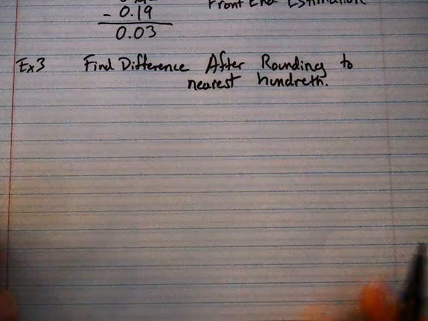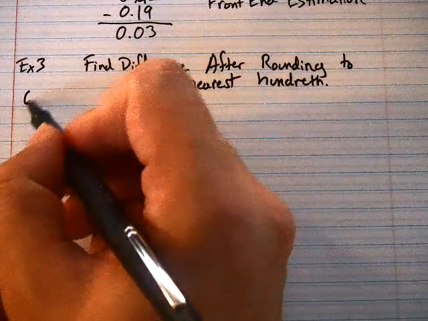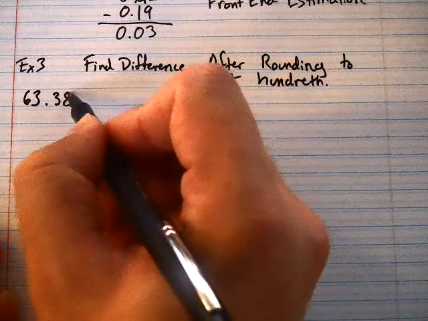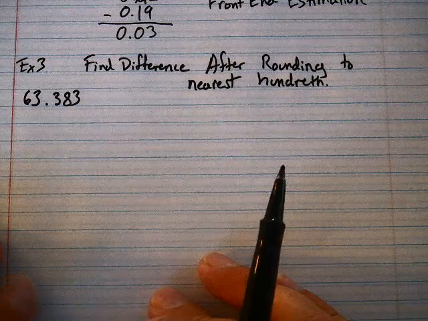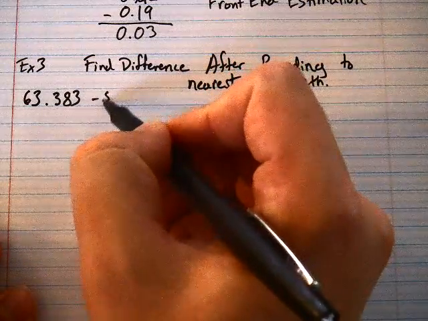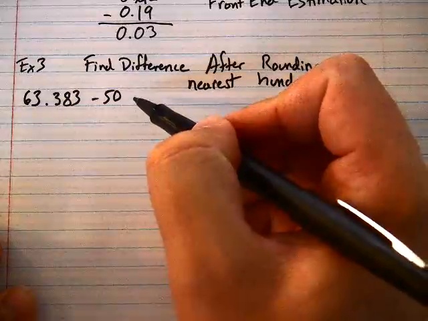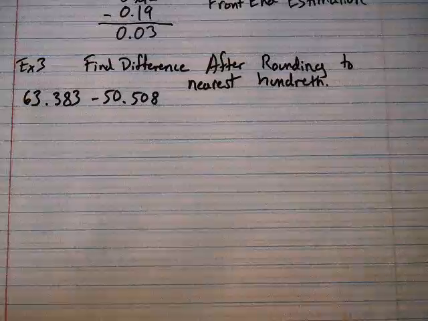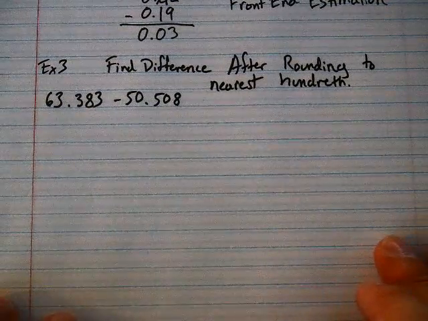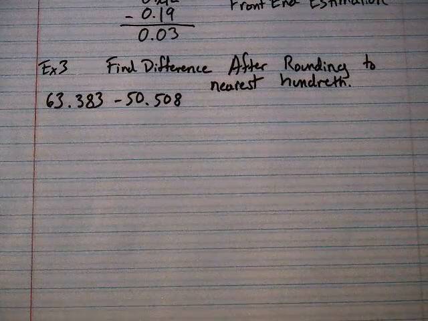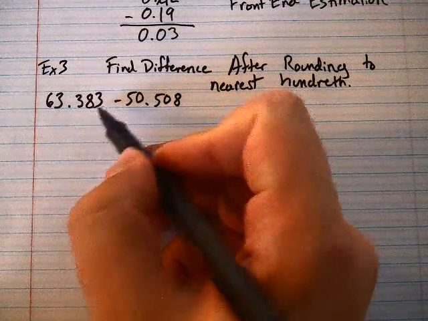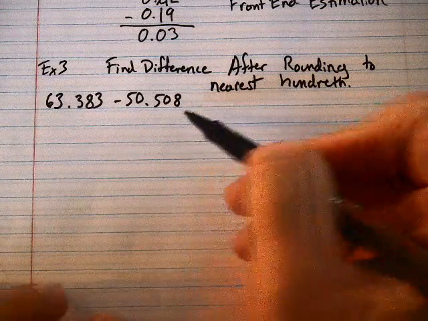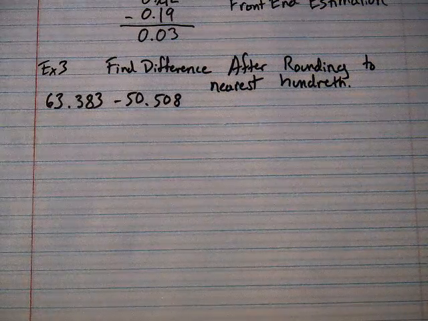Alright, and our two numbers are 63.383 minus 50.508. 63.383, or 63 and 383 thousandths, minus 50 and 508 thousandths. Remember, that's how I say these numbers.